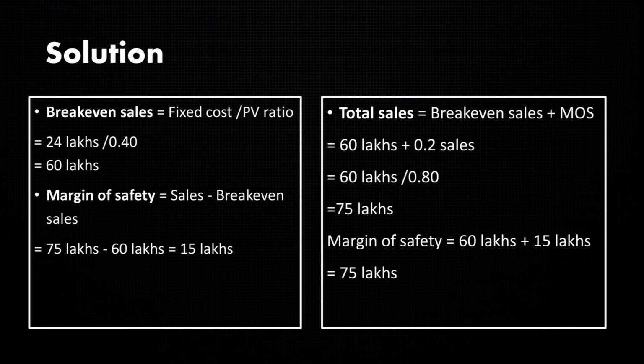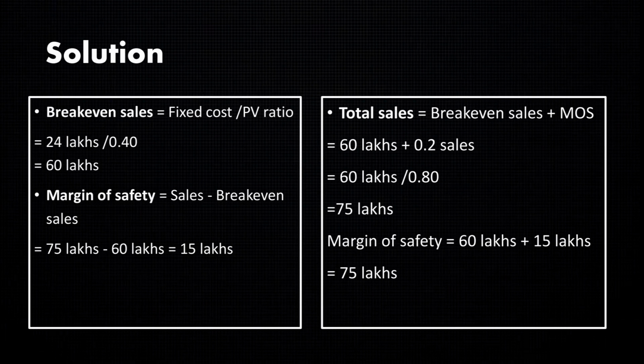So in the second problem, the contribution by sales is given as 40%, the margin of safety is given as 20%, and the annual fixed cost of 24 lakhs is also given. First we want to find the break-even sales. The formula is fixed cost divided by PV ratio. The fixed cost is 24 lakhs, divided by the PV ratio of 40%, that is 0.40. So 24 lakhs divided by 0.40, we get break-even sales of 60 lakhs.